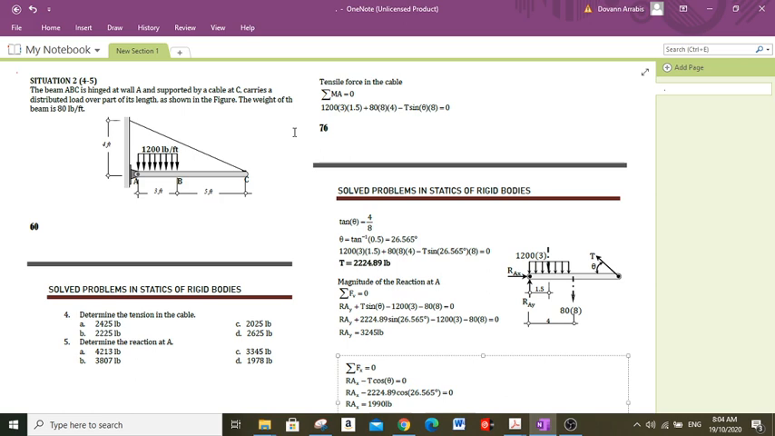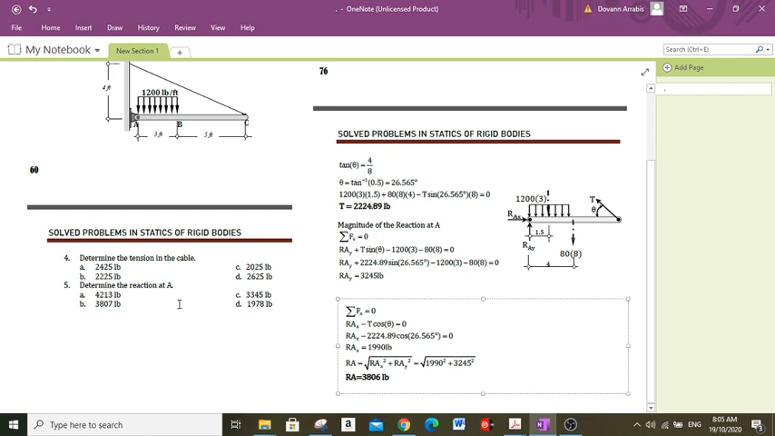So here's the problem. The beam ABC is hinged at wall A and supported by a cable at C. It carries a distributed load over part of its length, from A to B, as shown in the figure. The weight of the beam is 80 pounds per foot. First question, determine the tension in the cable. Second question, determine the reaction at A.